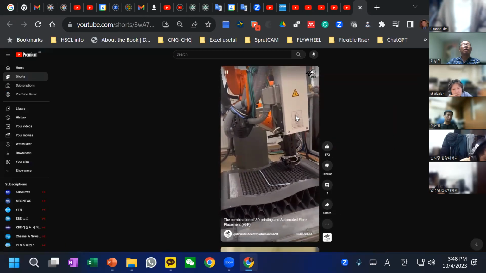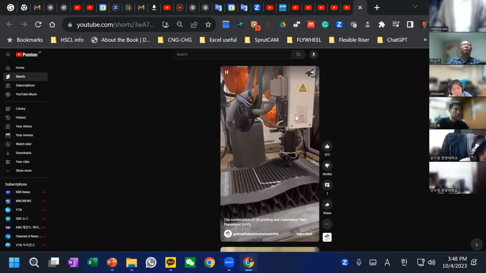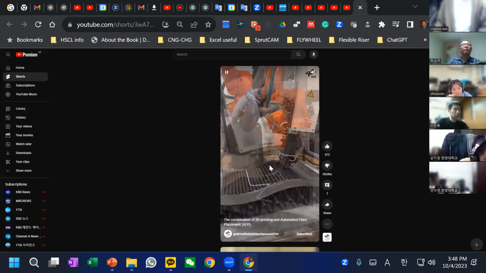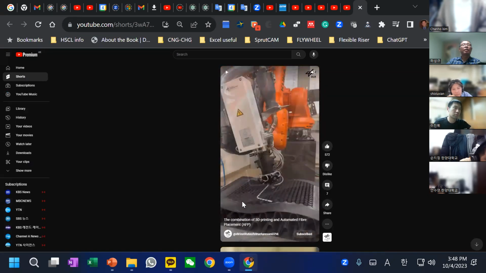You can imagine how the composite can be made. And this is the composite with 3D printing. 3D printing can be large, like this. You have a base composite, and then you can have a 3D printed, very complicated structure over the composite.